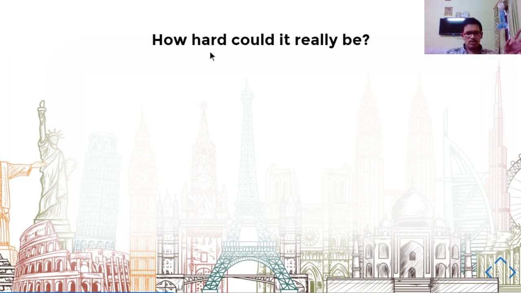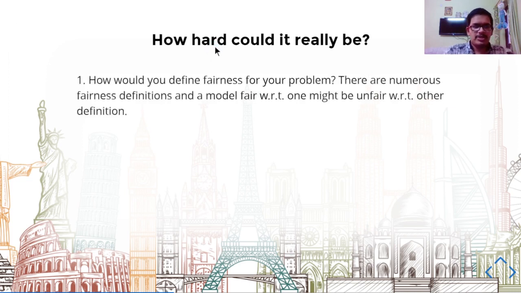Okay, so we agree that fairness in ML is a real problem. But how hard could it really be? Go there and apply some fairness algorithm and I should be done. Well, I wish it were that simple, but no. The first question we need to answer is, how would you define fairness for a problem? There are numerous fairness definitions, and a model fair with respect to one definition might be unfair with respect to the other definition.